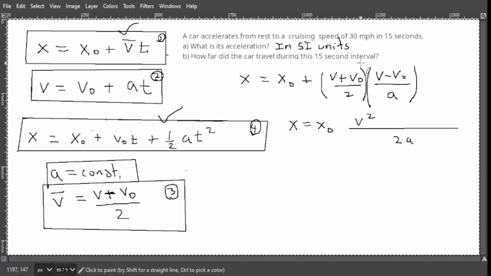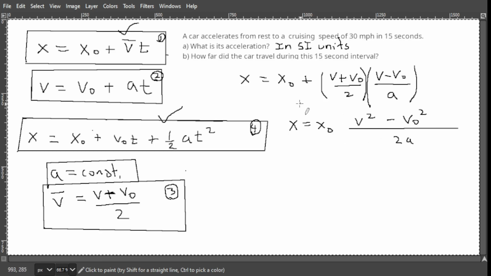If you work that out, when you have a case like this, the cross terms will cancel out. So v times v is going to be v squared. Then I'm going to have a minus v times v0 plus a v times v0. That minus and the plus are both going to add to nothing. They're going to knock each other out. And then we're going to be left with a minus v0 squared.